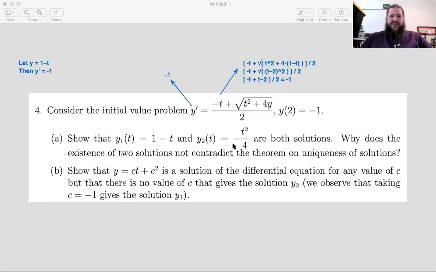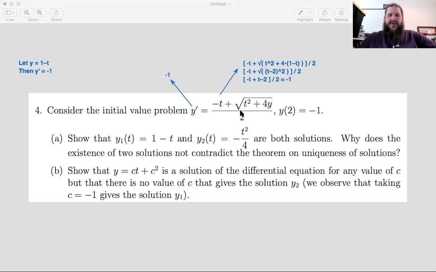And then we could do the same thing with y2. We could take the derivative of negative t squared over 4, plug it in, the derivative and the function itself, and we should get that this equation is still valid. It still makes these two sides equal. And then likewise, you could plug in 2 for t and -1 for y. 2 squared would be 4, over 4 is 1, -1 equals -1. So it looks like y2 also fulfills the initial value, and you can try plugging in the function and its derivative into the differential equation as well.